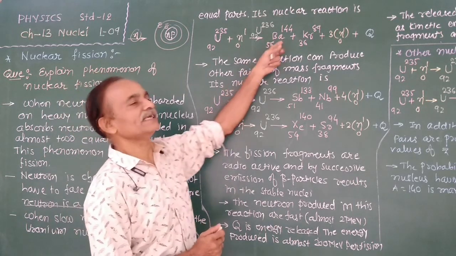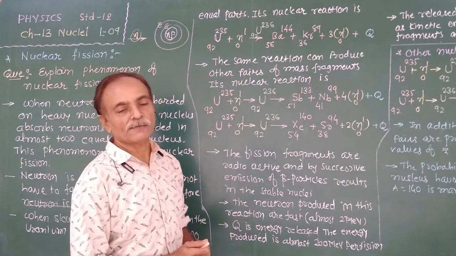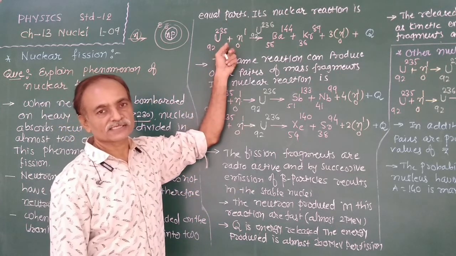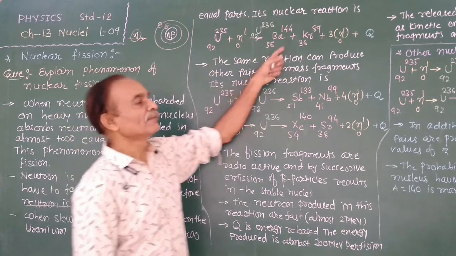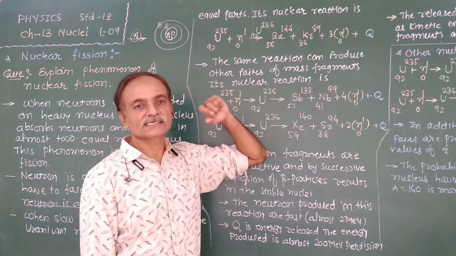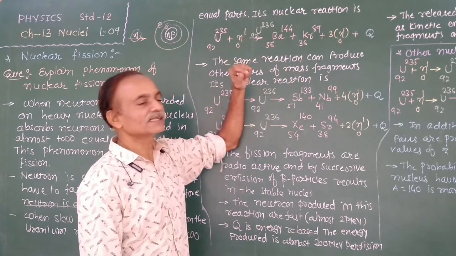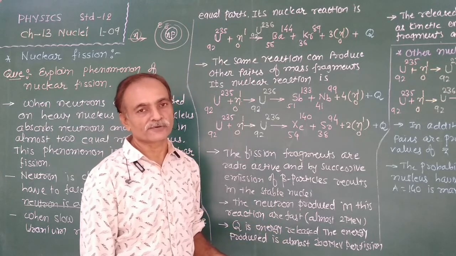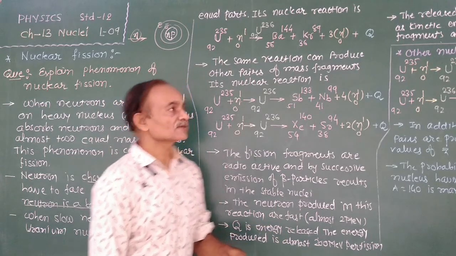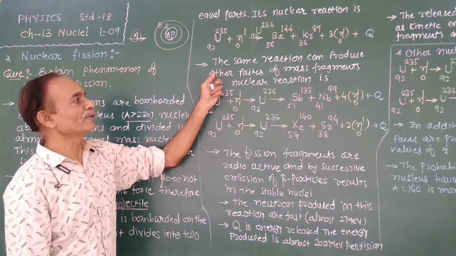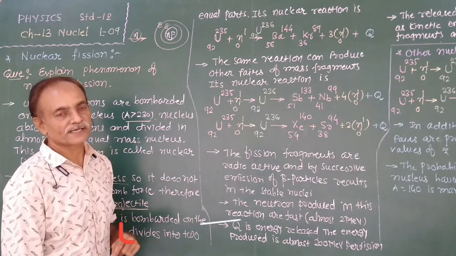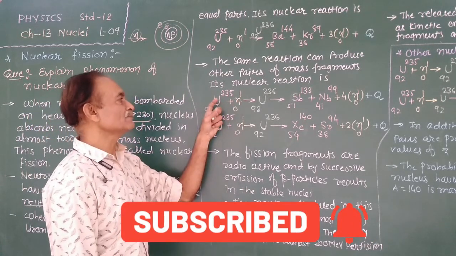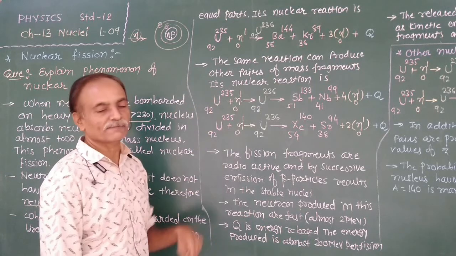Not each and every time are the same products, barium and krypton, produced. When the neutron is bombarded on the uranium nucleus, there is a possibility of more than 20 products having atomic numbers between 36 to 56 being produced. So the same reaction can produce other pairs of mass fragments. Its nuclear reaction is, again, when the neutron is bombarded on uranium-92-235 nuclei.